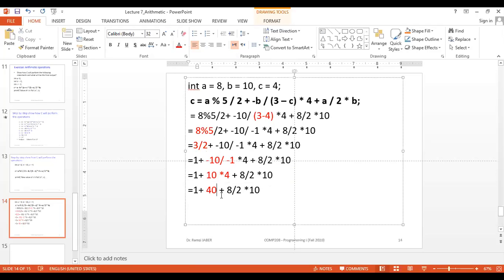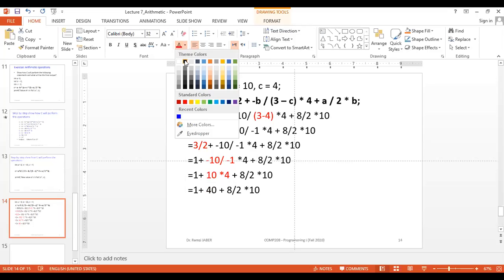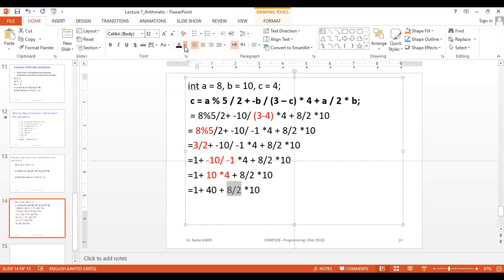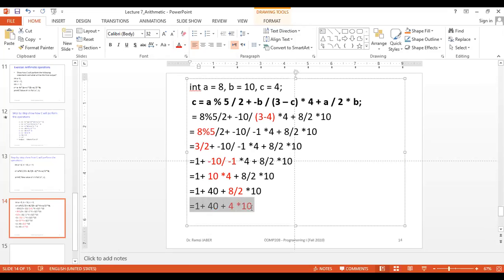Now we have plus, plus, division, times. So we start by division. And again, 8 divided by 2 gives us what? 4. Here we have 4 times 10, plus, plus, times. So we begin by times. The same. So 4 times 10 gives us 40.